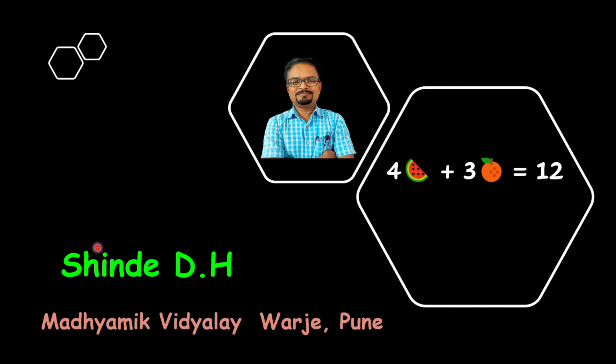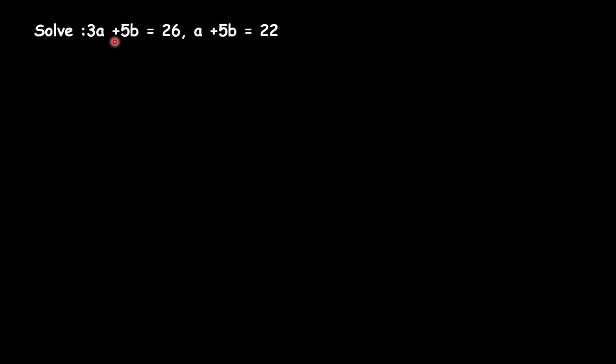We will continue the chapter linear equation in two variables. Today we will solve practice set 1.1 question number 2, example number 1. Solve 3a + 5b = 26, a + 5b = 22. We have to solve this equation by the elimination method.